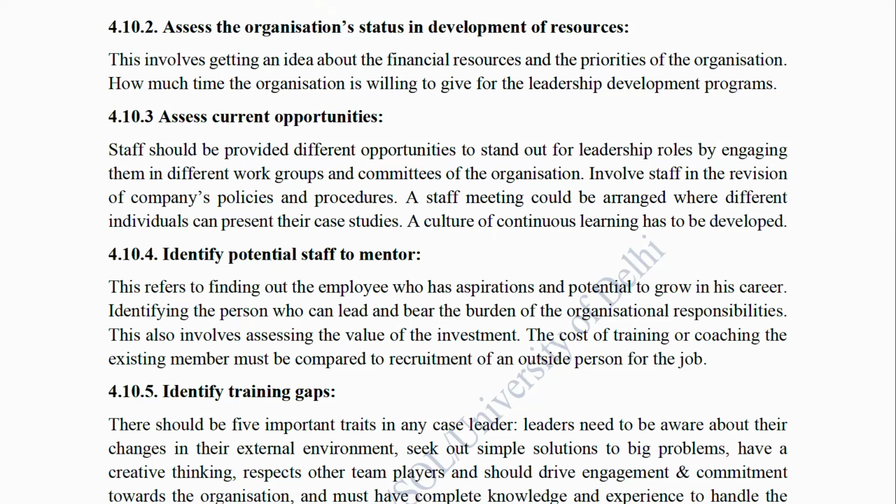4.10.4 Identify potential staff to mentor. This refers to finding out the employee who has aspirations and potential to grow in his career, identifying the person who can lead and bear the burden of the organizational responsibilities. This also involves assessing the value of the investment. The cost of training or coaching the existing member must be compared to recruitment of an outside person for the job.